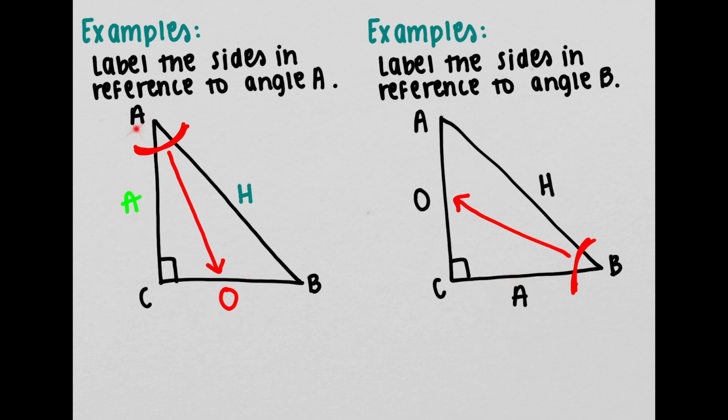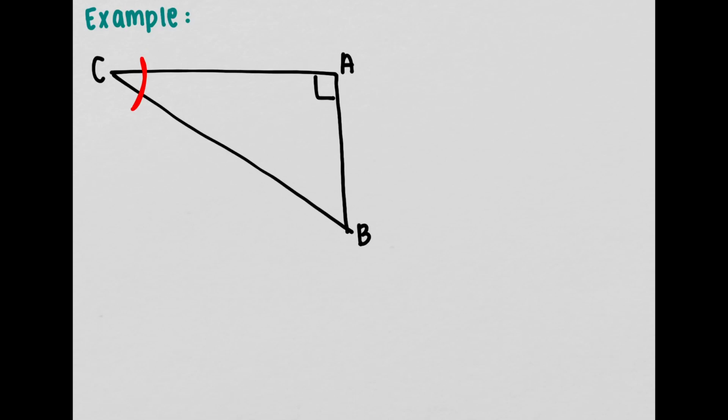And they changed based on the angle. So because we did angle B in the second example, that's why the opposite and adjacent sides changed. So here in this third example, we're doing the same thing. We're labeling the sides. This is the last one of this kind that we're going to do. I gave you another right triangle. It's just flipped. And I marked the angle of interest for you, which is C.